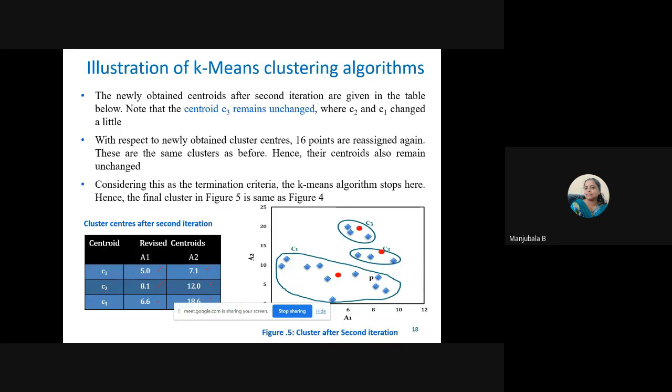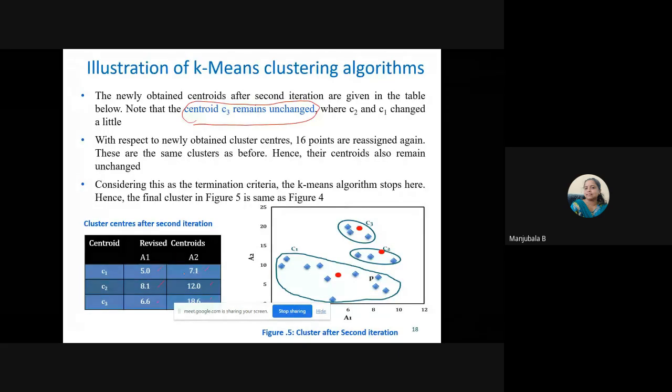Suppose the termination criteria is after 3 iterations, or there is no change in the cluster centroid; you have to verify that. For this particular example, you can see that our centroid C3 is unchanged. It is not changing in the next iteration. C2 and C1 are changing, but there is no change in the C3 centroid. With respect to the newly obtained cluster centers, the 16 points are reassigned again. These are the same clusters as before, so their centroids also remain unchanged. If you consider this as the termination criteria, your k-means algorithm stops here.